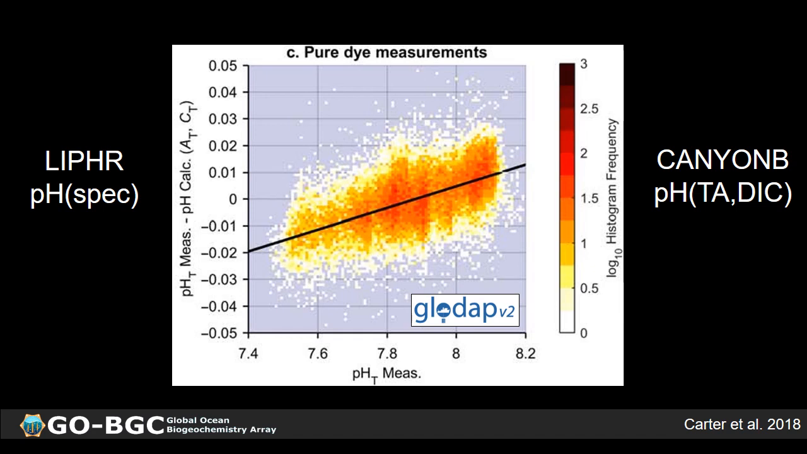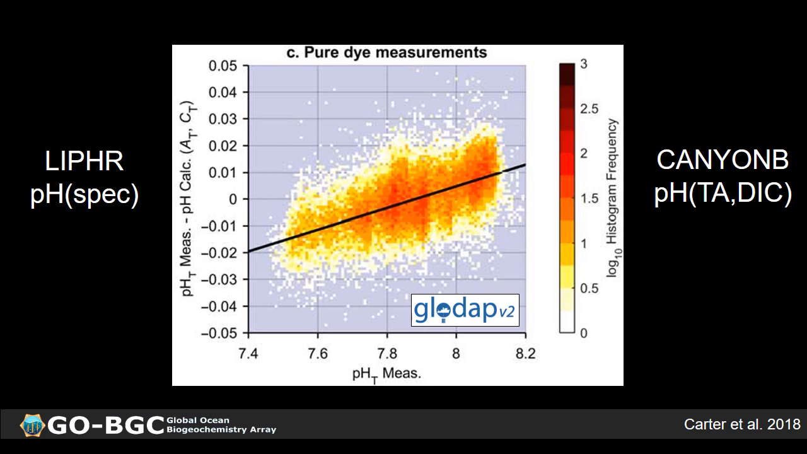So this is a plot by Carter et al. in 2018 that shows that there is a pH-dependent trend between the pH that is measured directly using spectrophotometric approaches and pH as calculated using alkalinity and DIC.